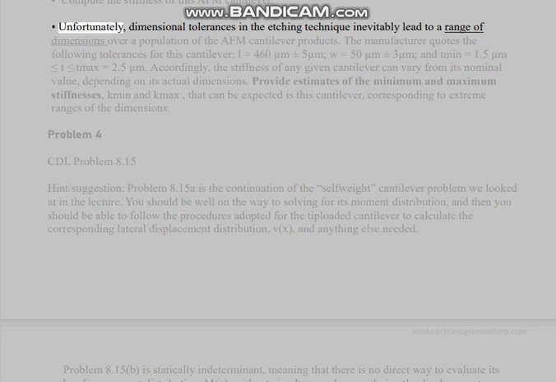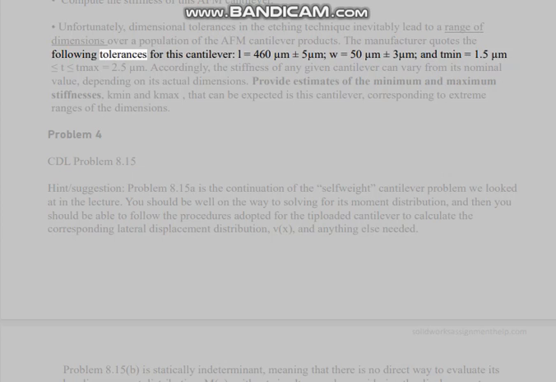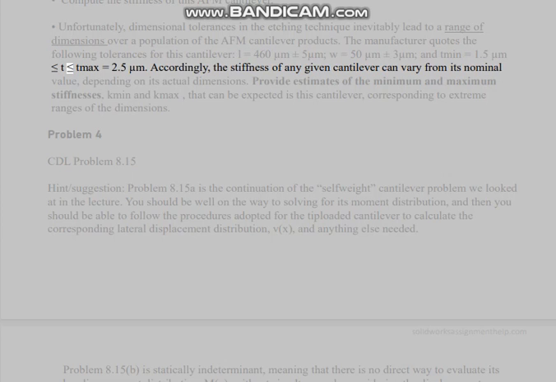Unfortunately, dimensional tolerances in the etching technique inevitably lead to a range of dimensions over a population of the AFM cantilever products. The manufacturer quotes the following tolerances for this cantilever: L equal to 460 micrometers plus or minus 5 micrometers, W equal to 50 micrometers plus or minus 3 micrometers, and TMIN equal to 1.5 micrometers less than or equal to T less than or equal to TMAX equal to 2.5 micrometers.